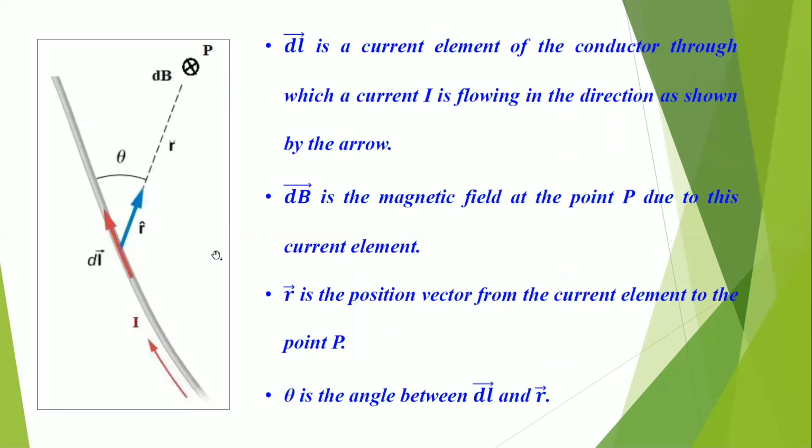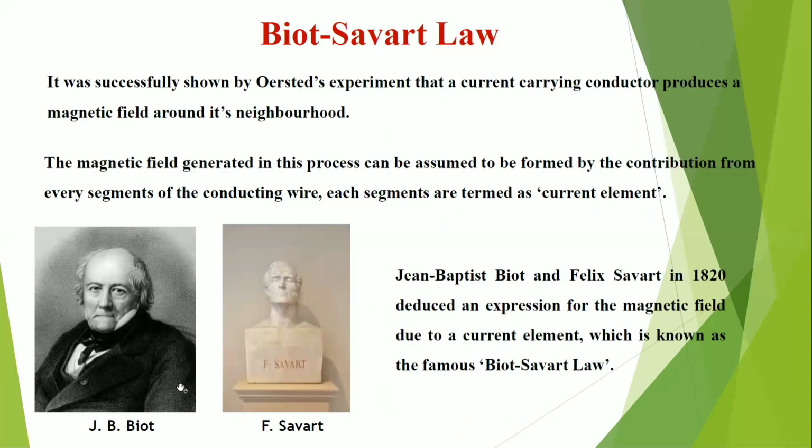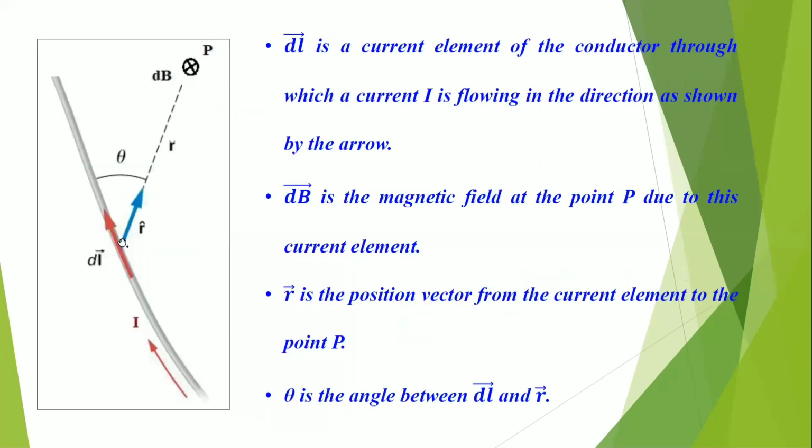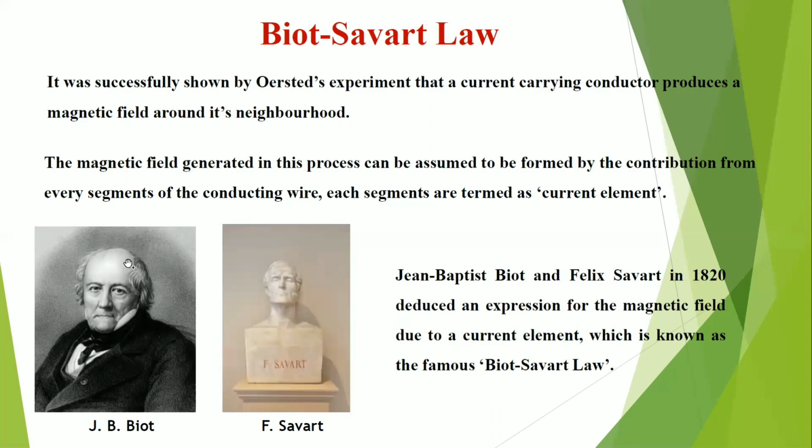As we can see, this is a conducting wire. The magnetic field generated by this complete wire can be assumed to be formed by the contribution from every segment. Here, it is shown by a red arrow at the segment of the conducting wire, and each of these segments is called the current element. Biot and Savart in 1820 first deduced the expression for magnetic field due to this current element.